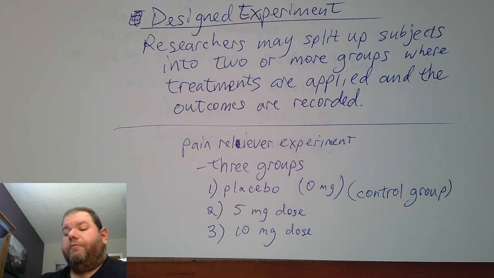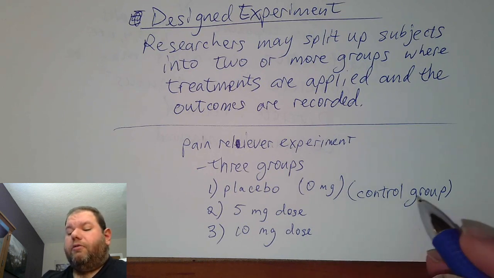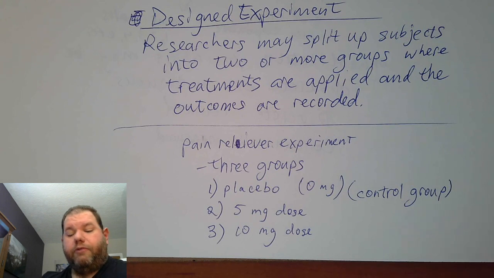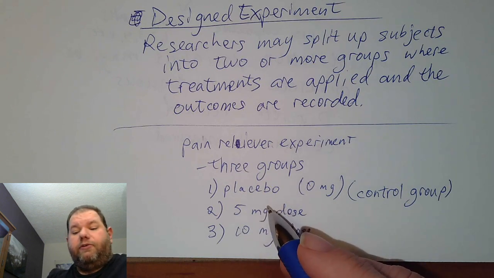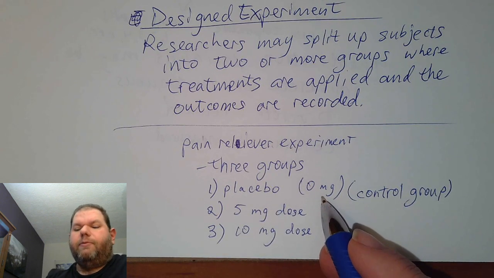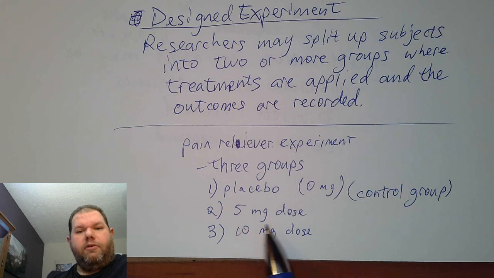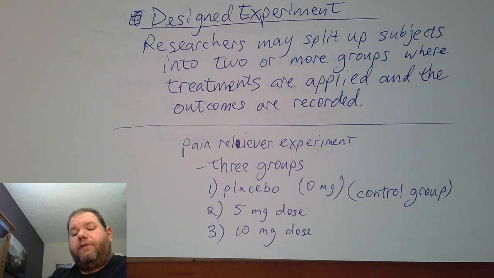So anyway, we break them into, in this case, three groups. And so each of these receives a treatment. Technically the placebo is a treatment, although really it's kind of a non-treatment. But then we have a 5 milligram treatment and a 10 milligram treatment. So this is kind of our classic example of a designed experiment.